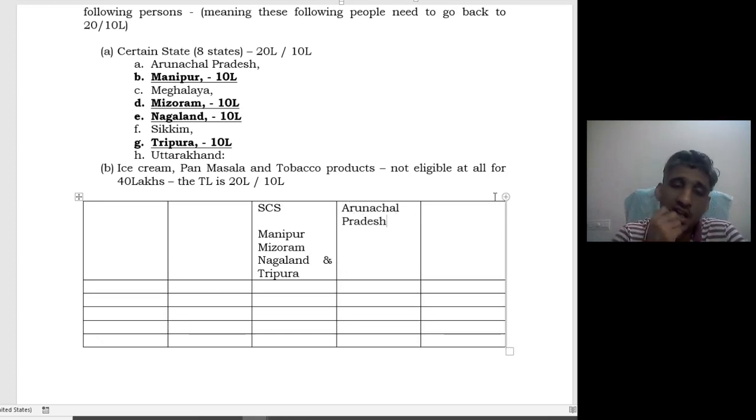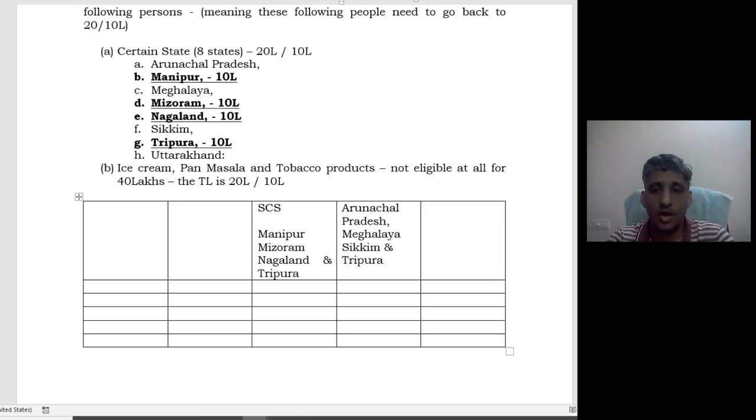These are not special category states, but at the same time, they are not eligible for this 40 lakhs also. So Arunachal Pradesh, Meghalaya, Sikkim, and Tripura. Okay. So then remaining states and UTs.